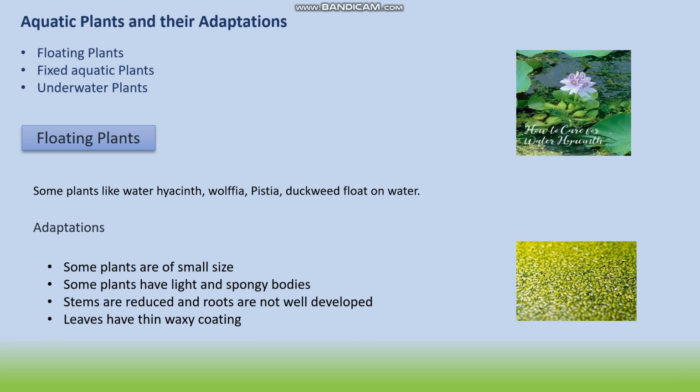Here, some plants float on the water. For example, water hyacinth, which I just told you. Then what are the adaptations of these plants? They are very small in size and have light and spongy bodies. These stems are reduced and roots are not well developed. The leaves have a thin and waxy coating.